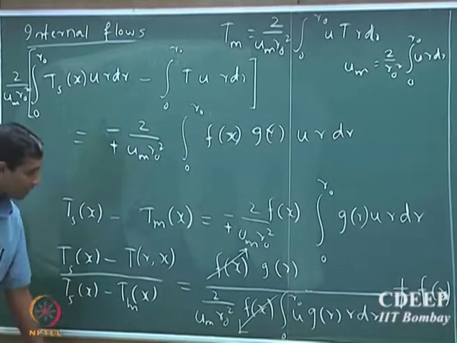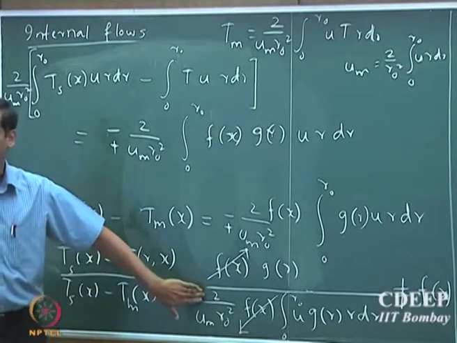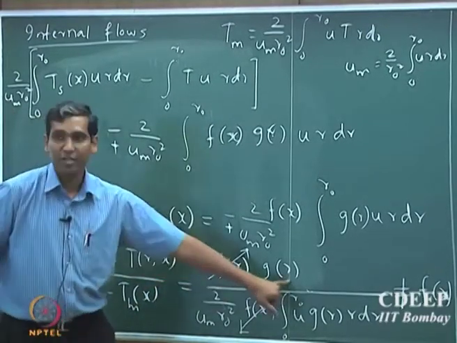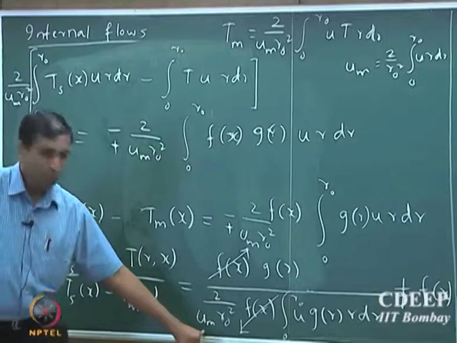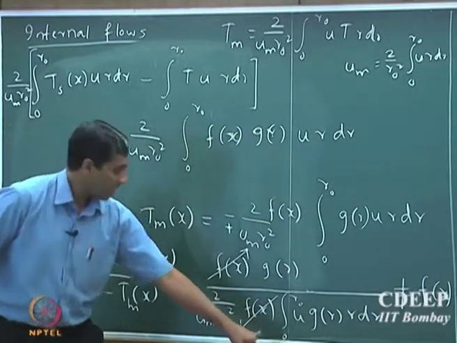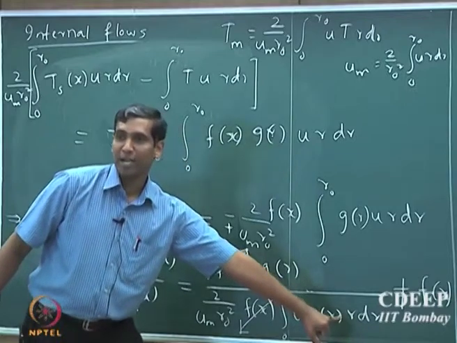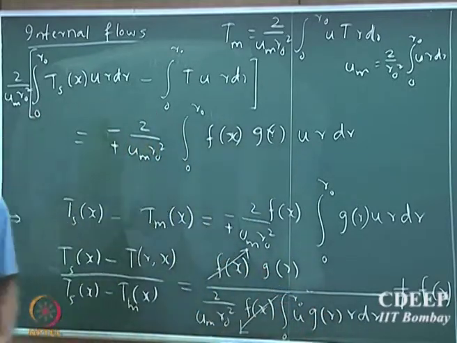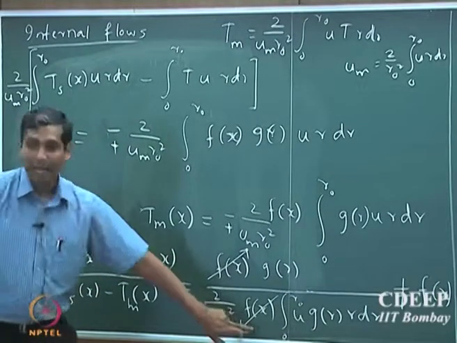Let me explain again. Look at the right hand side carefully. F of x g of r divided by 2 by um r naught square, f of x comes out and it's the integral of g r multiplied by u. So that is the cross sectional average of the function g. So f of x will cancel out.